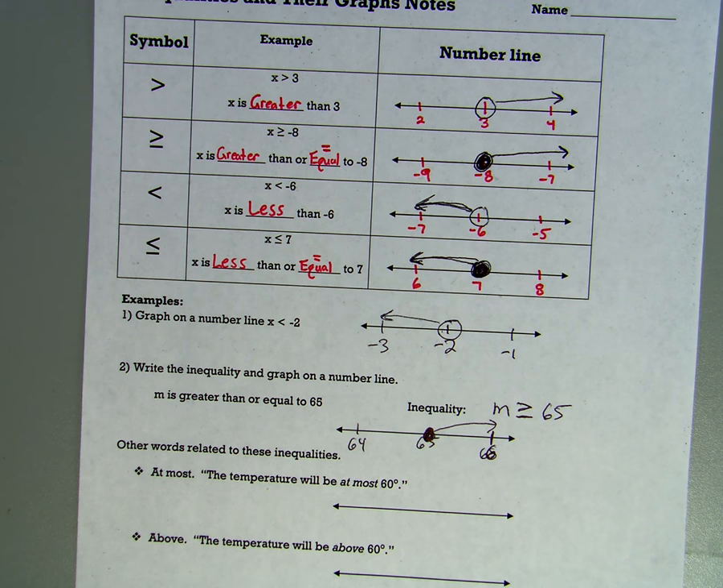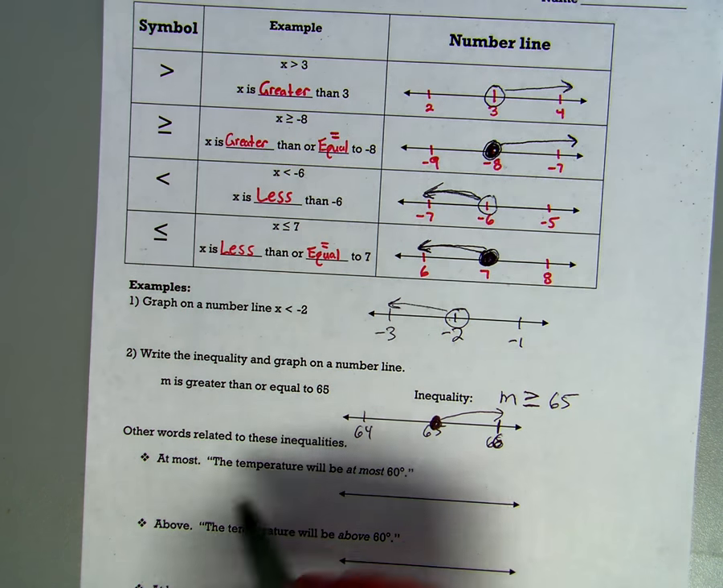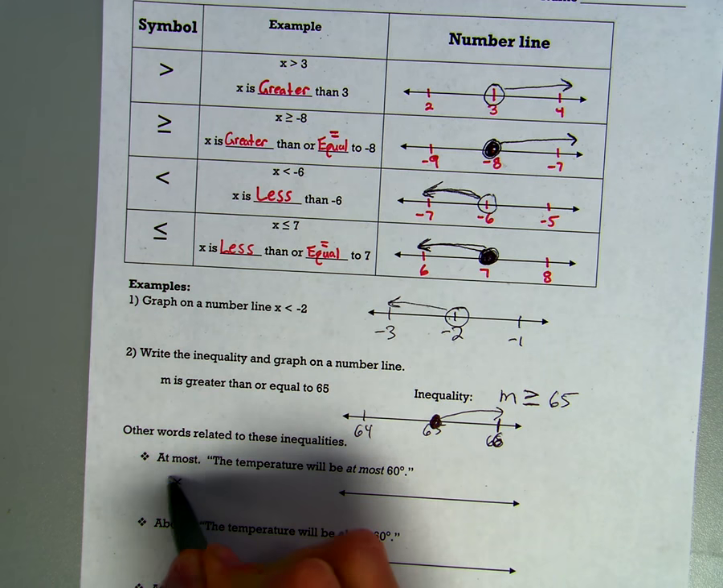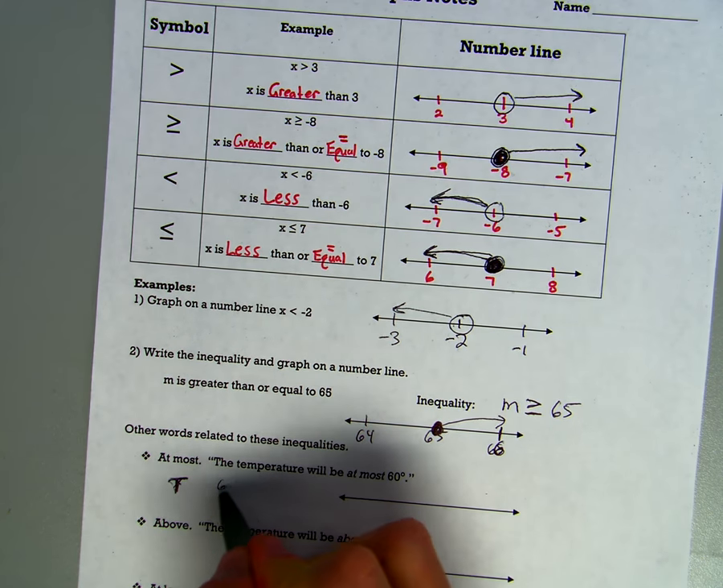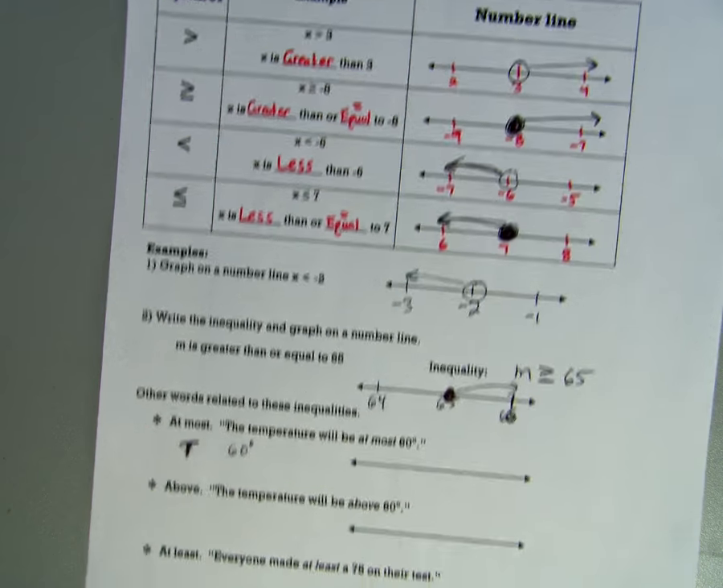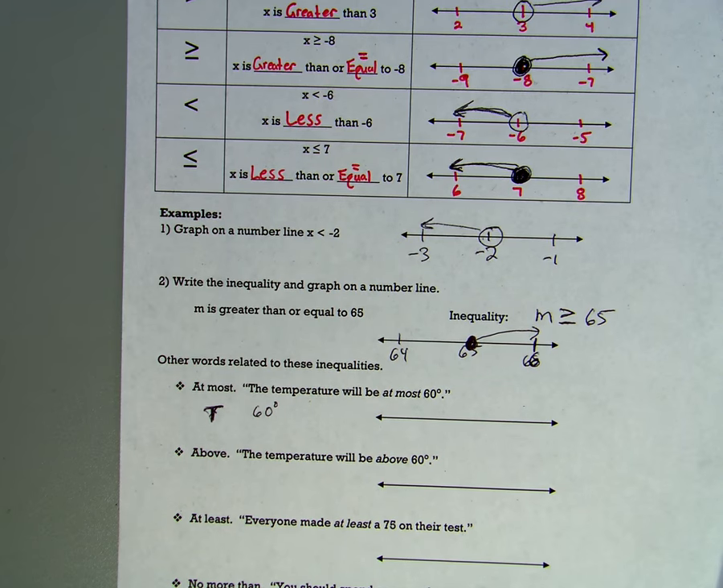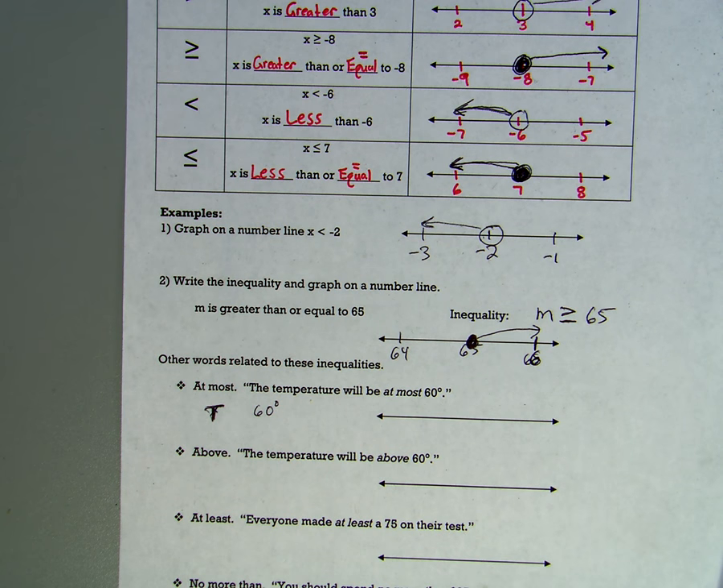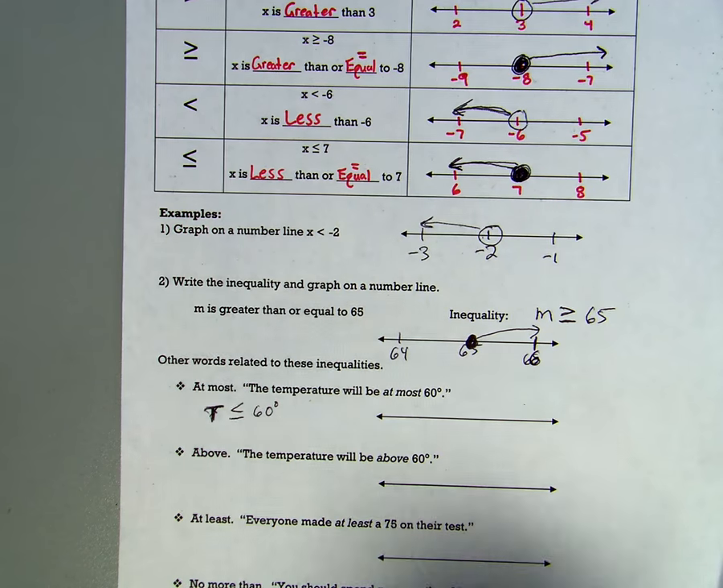Other words are related to these inequalities. First one is the temperature will be at most 60 degrees. So I'm going to go ahead and write the inequality as well. I'm going to put a T for temperature, and we'll put 60 degrees over here. At most it's 60 degrees, meaning that it's not going to get any higher than 60 degrees. That's the most that it can get. So it can be less than or equal to 60 degrees.